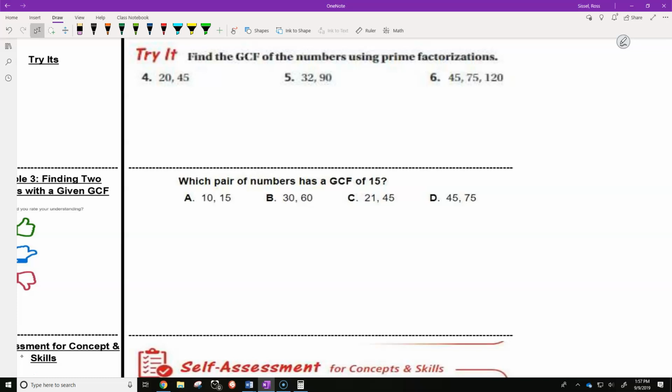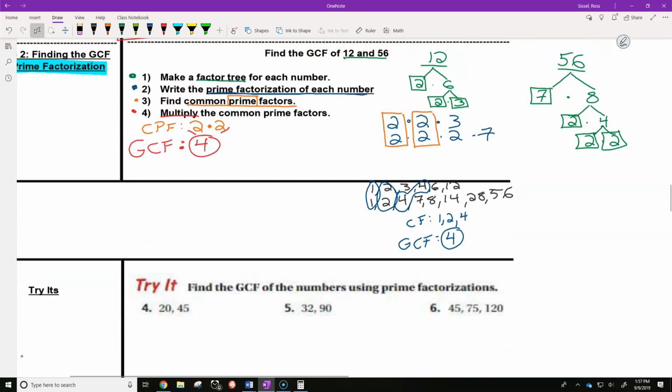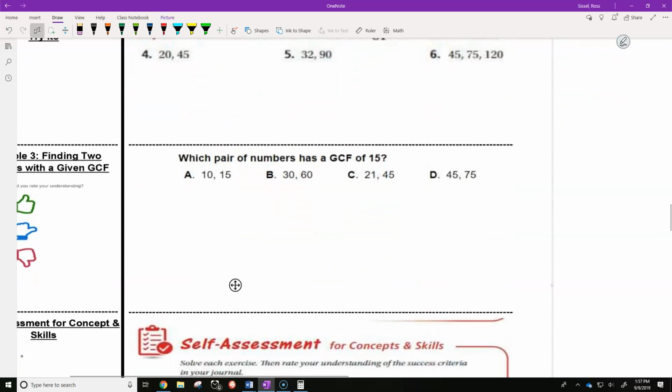I'm going to have you guys try this for me. So step 1, what color am I doing it in? Green. Go ahead in your notes.